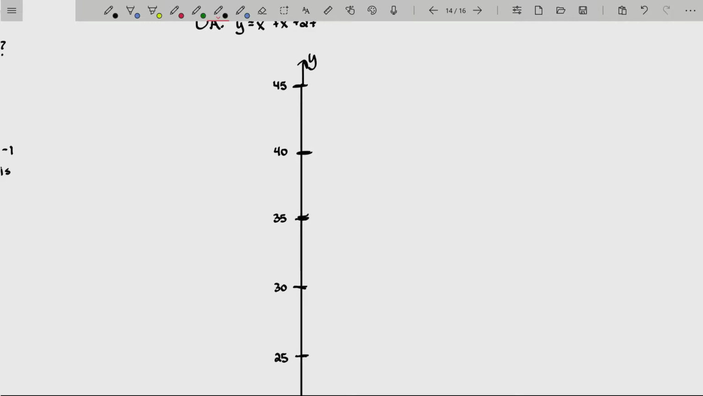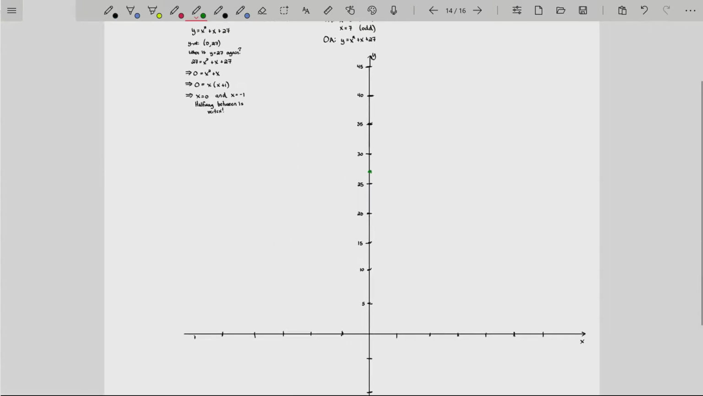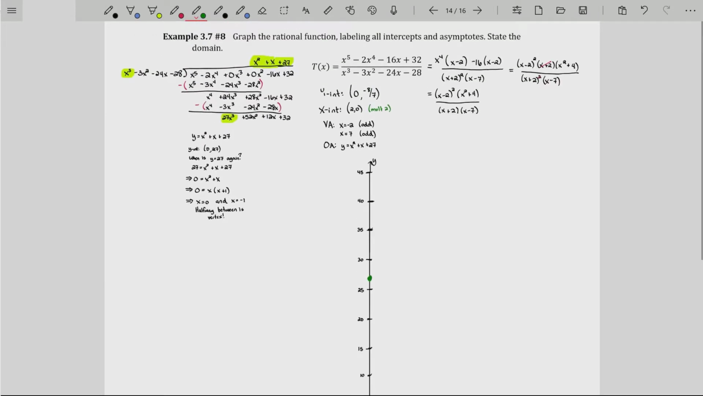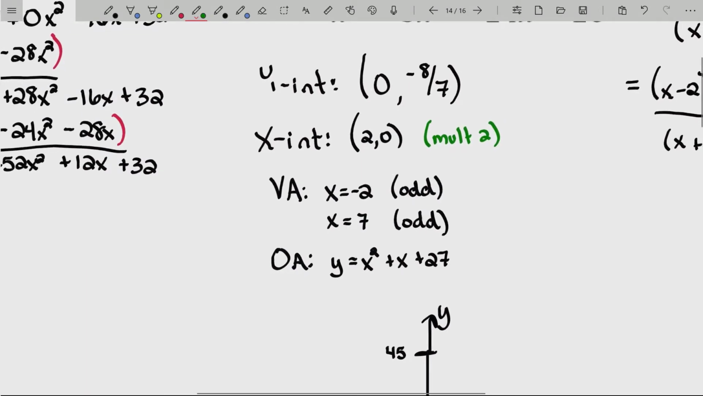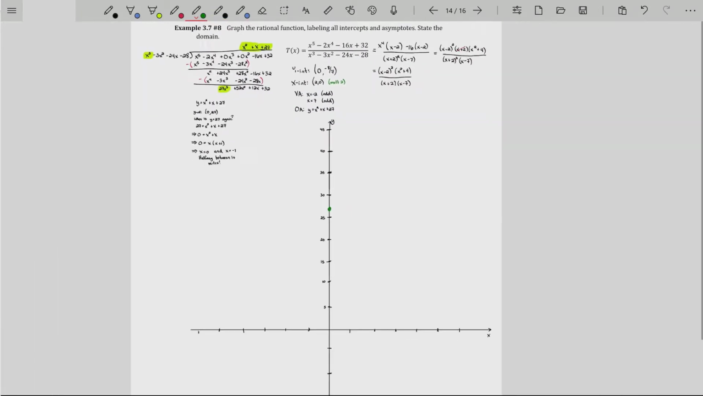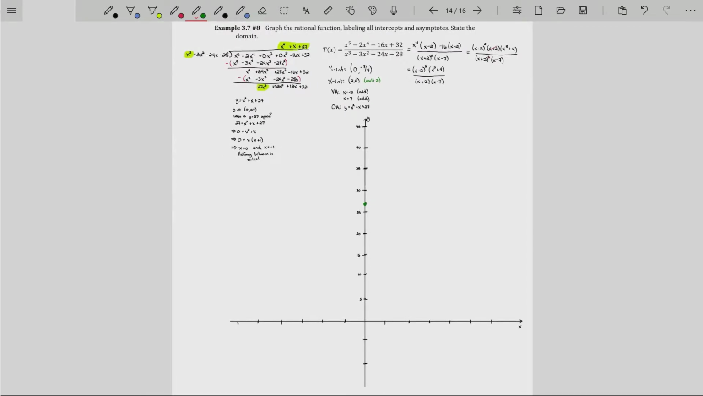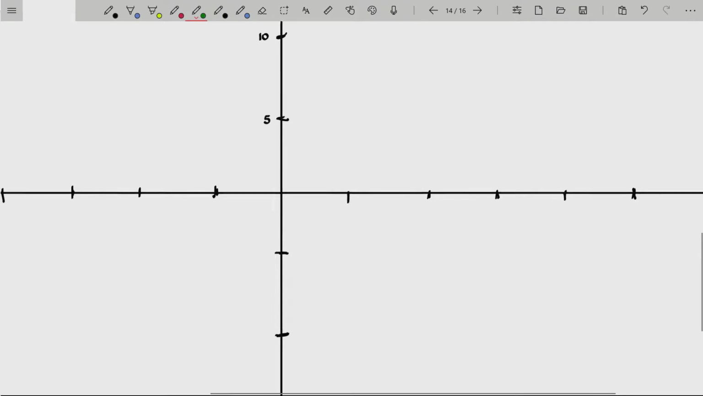And at 27, we have a y-intercept for that parabola. And let's also consider what is the scale for our x-axis? Well, our x-axis has to contain our x-intercept, 2, 0, and the vertical asymptotes, -2 and 7. So if I scale by 2s, I think it'll be okay. I'll scale these by 2. So this would be 2, and 4. You get the idea, right? -2 and so on and so forth.